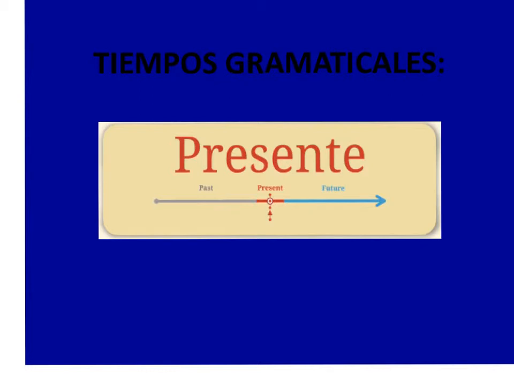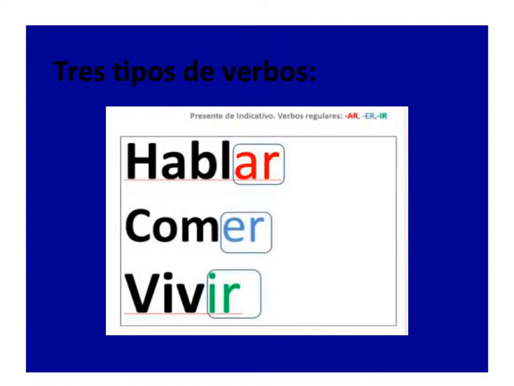Hola clase. Today we're going to talk about the regular and irregular conjugations of the present tense. As you know, in Spanish we have three types of verbs: the ones that end in AR, the ones that end in ER, and the ones that end in IR.